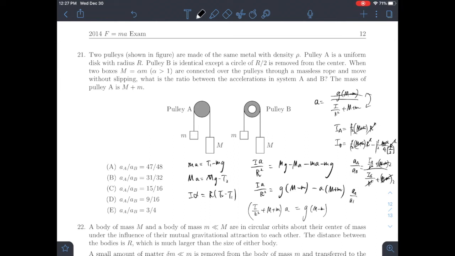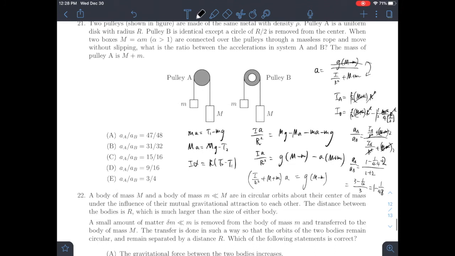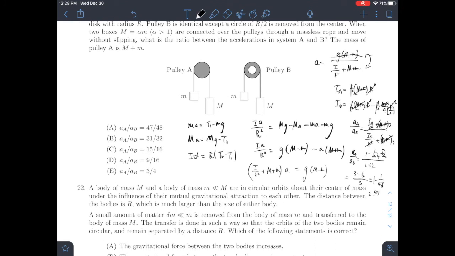We have AA minus divided by AB is equal to 1 minus 1/2. Oh no, actually 1/4 times 1/4 plus 2 divided by 1 plus 2. And then the ratio will be equal to 3 minus 1 over 16 over 3, which is 1 over 48. 1 minus 1 over 48, which is 47 over 48, which is equal to A. The answer is A.